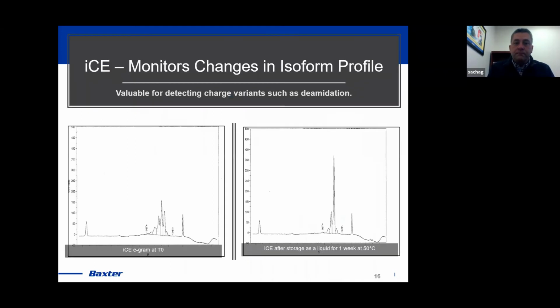ICE, however, we do use. We use this because we do see changes over time that may show us different charge isoforms that develop due to the storage conditions, but also due to our formulation conditions. This is just an example. This is a graph at T0, and then one after 1 week at 50C. And we see a large change. And so that tells us this will be an important method when we're working with needing a stability indicating method.